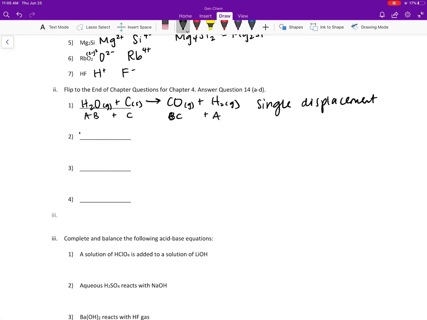The next one is going to be 2KClO3 solid forming 2KCl solid plus 3O2. So hopefully this is familiar to you. This is a decomposition, and we've seen this one in the previous lecture when we were balancing equations. So you should have 2 more to practice, writing out the equations and identifying the type.